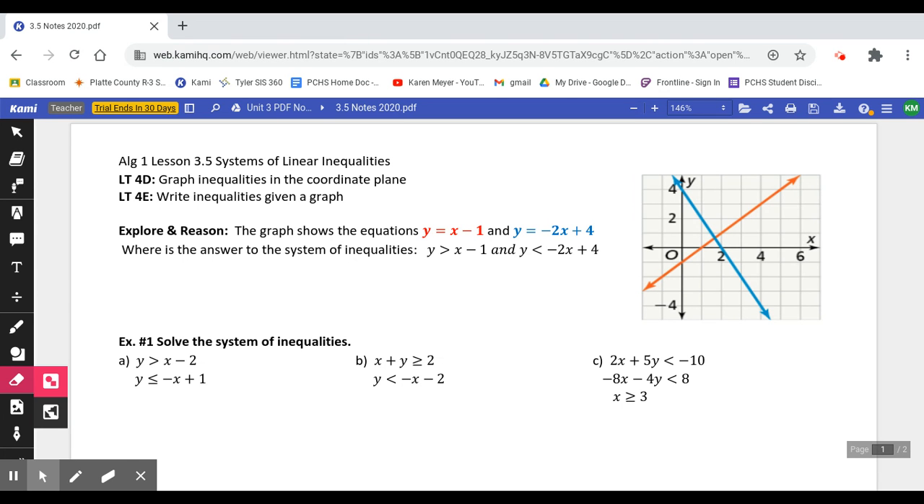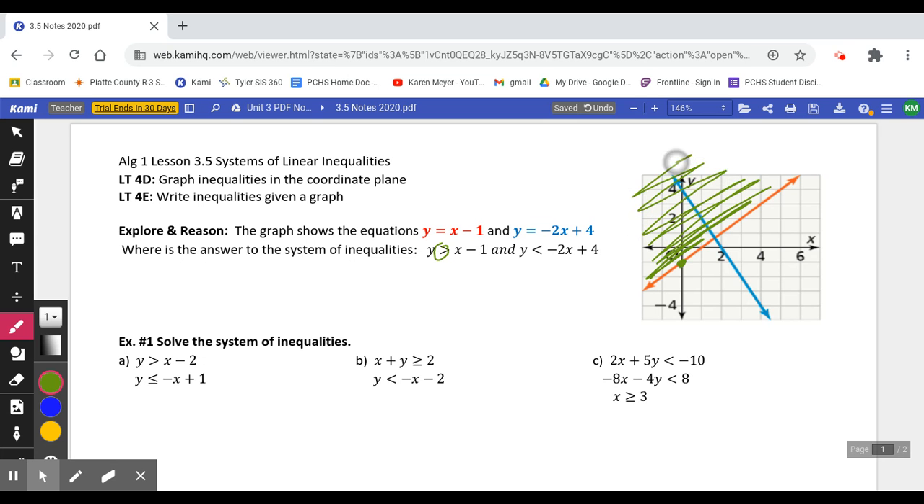So it tells me right here in my Explore that the first line is in red, and that inequality says greater. So on the red line, put your pencil on the y-intercept, which is -1. And greater means we shade up. So if it was just one line, the red one, that would be your answer.